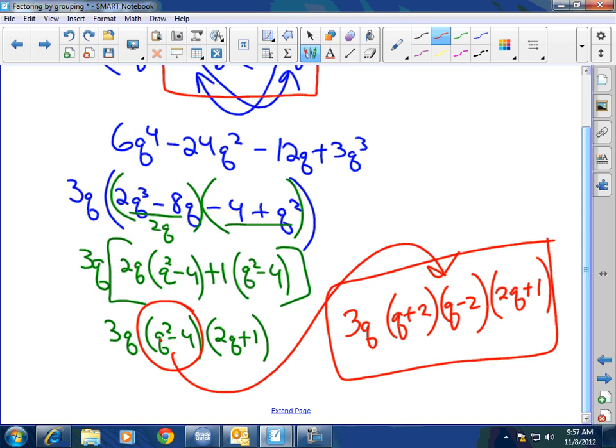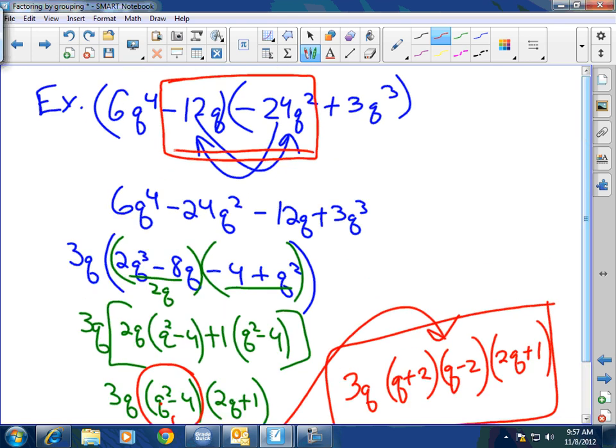What I wanted to show you from this example was this, guys. If it's not working in the form that they give you, switch the middle terms.